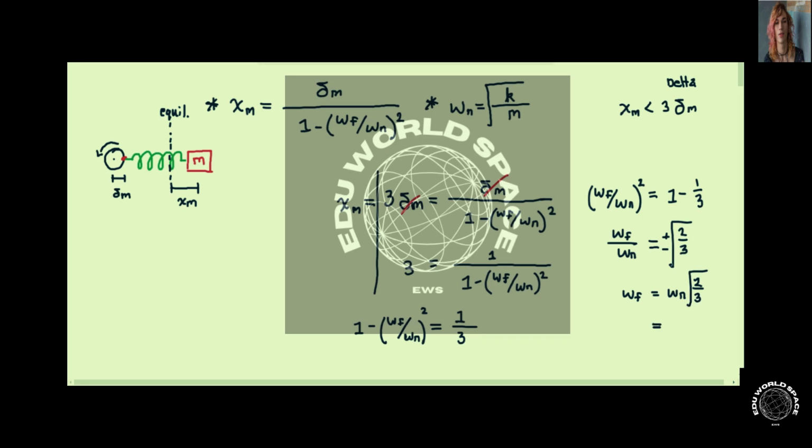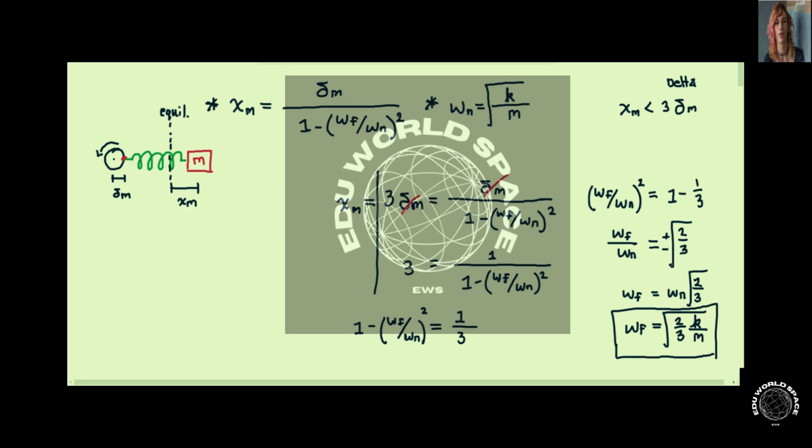And since we know the harmonic frequency is going to be the square root of k over m, finally we will have the square root of 2/3 k over m. Now, this will only be the lower bound of the forced circular frequency.